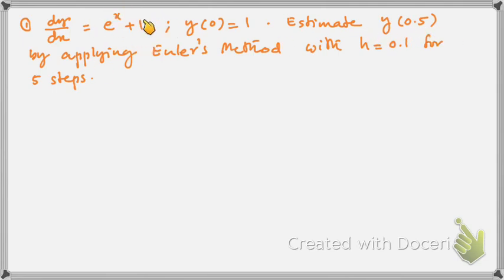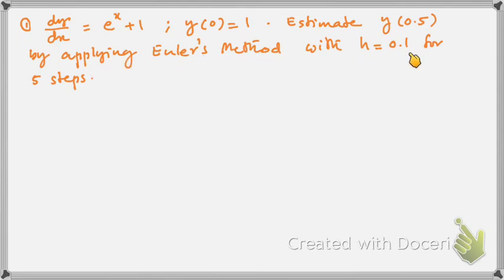And this is my f of x, y. Or rather, here it's only f of x. There is no y in it, though there could be y in it as well. So dy by dx is equal to e raised to x plus 1. They suggested this is called Euler's method.